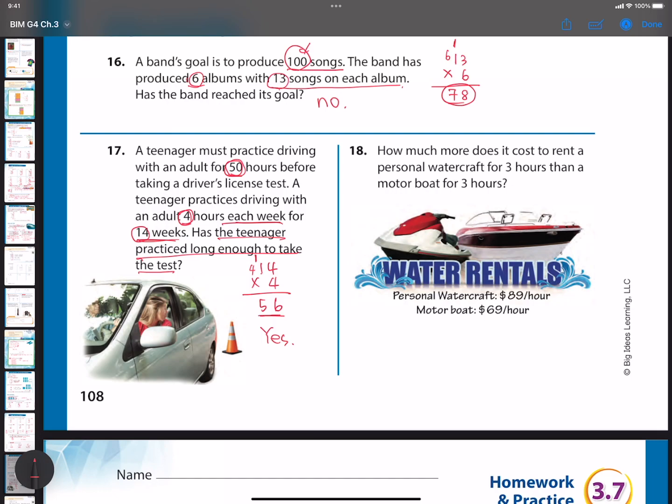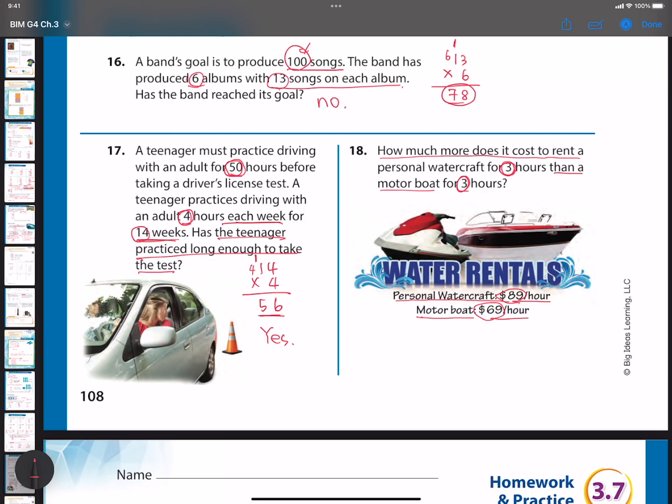Now number 18. How much more does it cost to rent a personal watercraft for 3 hours than a motorboat for 3 hours? Okay, same 3 hours. So here is the price. Personal watercraft is what? $89 per hour. Now motorboat is what? $69 per hour. Okay, so for 3 hours. And how much more? You have to get it. So when you see how much more, how much longer, what's the difference? That's what, addition or subtraction? Yes, you need to find the difference, which means subtract these numbers.